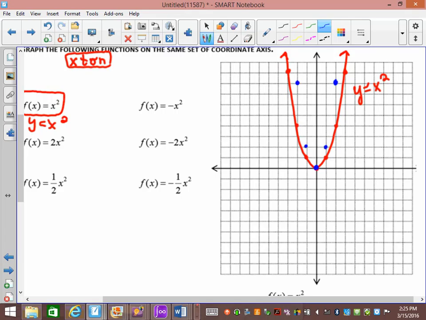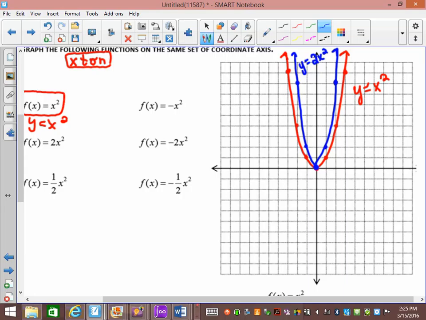You don't have to do it because you're getting outside. So this one here is y equals 2x squared. What happened to the graph? It got thinner, it got narrower, right?